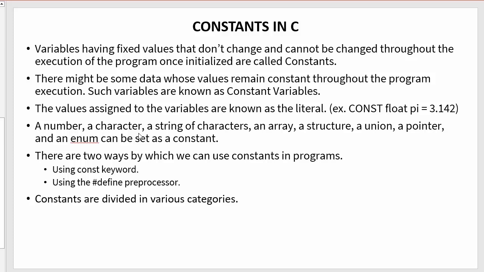A number, a character, a string of characters, an array, a structure, a union, a pointer, and an enum can be set as a constant. So in your program you can set anything as a constant. You can set a character, a number, a string of characters, an array, a structure, a union, pointers, and enum as a constant. That means you can set these many things as a constant in your program.